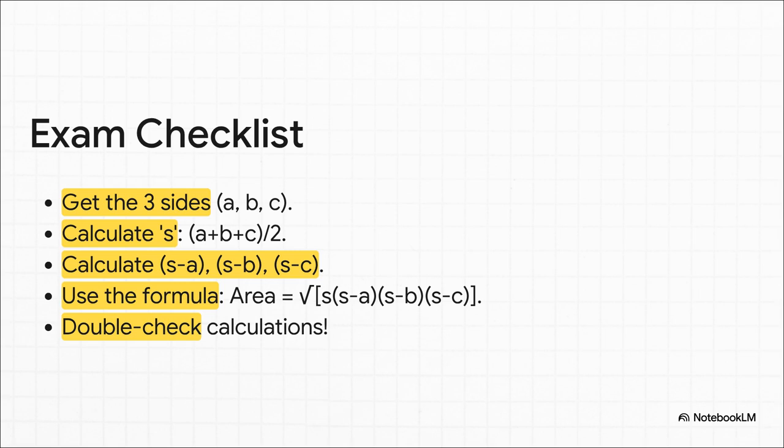Step 3. Calculate all the little parts. S minus A, S minus B, and S minus C. Step 4, put everything into the formula. And step 5, maybe the most important step of all, please be careful with your calculations, especially the square roots and the multiplication. Always double check.